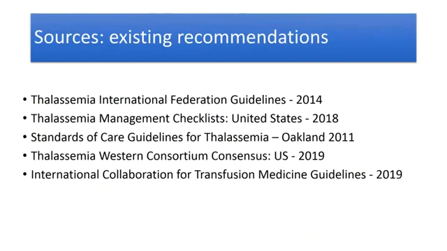Here are listed some of the sources that we've used for making our recommendations: the Thalassemia International Federation guidelines from 2014, the Thalassemia Management Checklists that were developed during 2018, the Standard of Care guidelines that were developed by Oakland Thalassemia Center in 2011, the Thalassemia Western Consortium Consensus in 2018-2019, and more recently, the International Collaboration for Transfusion Medicine guidelines.